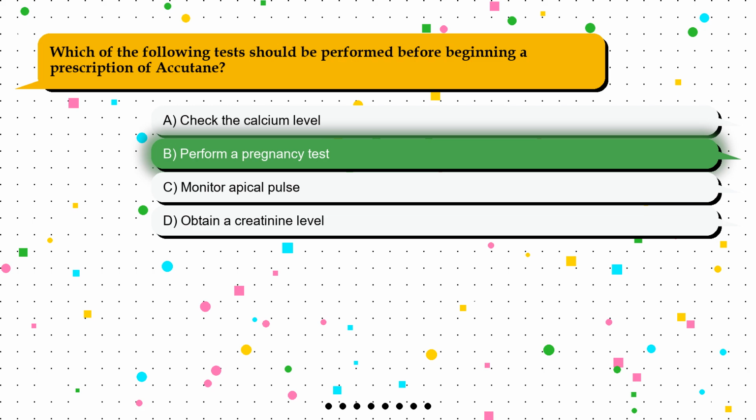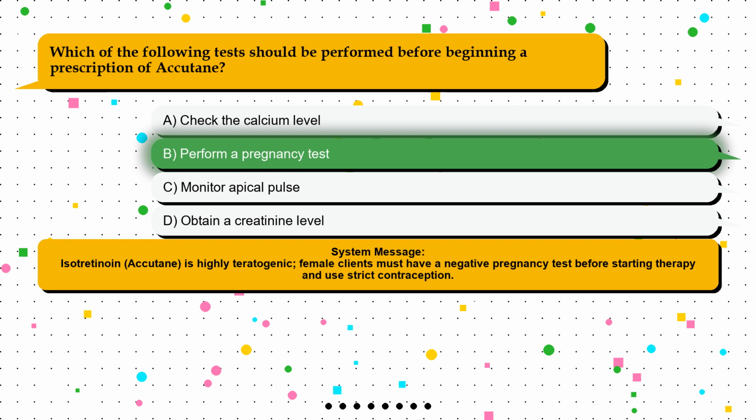The correct answer is option B, perform a pregnancy test. Isotretinoin, Accutane, is highly teratogenic. Female clients must have a negative pregnancy test before starting therapy and use strict contraception.